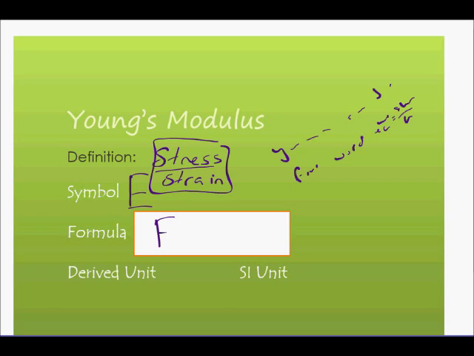And the formula is going to be stress over strain, in this case. What's the derived unit? Well, it's pascals divided by something else, so you can work that one out. But essentially it's the same as stress, because we're dividing it by no unit. What's the SI unit? Well, it's pascals divided by no unit.